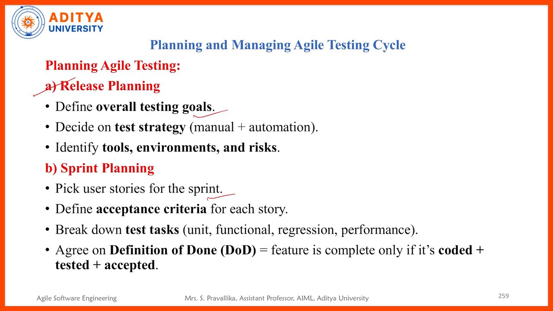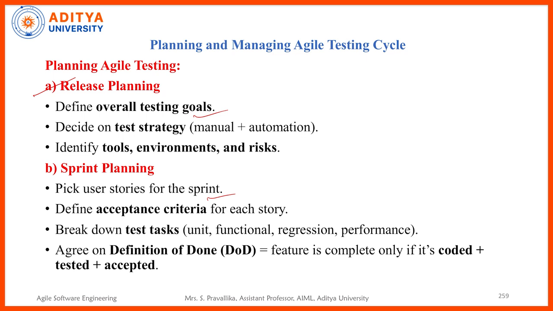Next one, agree on DOD, definition of done. What needs to be agreed? If we are completing a feature, it should be completely coded, completely tested, as well as completely accepted. So this is nothing but agreeing on the DOD, definition of done. A feature is complete only if it is coded, tested and accepted. So this is completely regarding the planning of Agile testing.